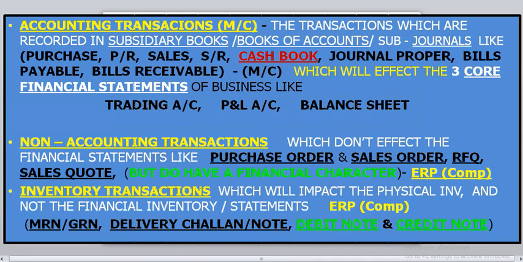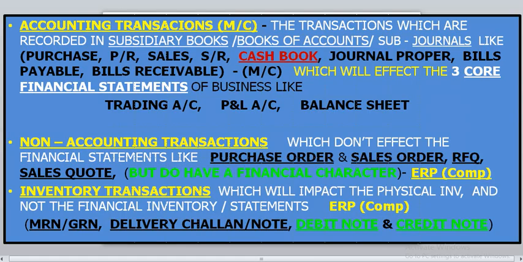And the third type is inventory transactions. They will impact the physical inventory and they will not affect the closing stock. The examples of these transactions are material receipt note, that is MRN, or the goods receipt note, that is GRN. Some businesses will call it MRN and some businesses will call it GRN. And the delivery challan or delivery note. So these are the two transactions. By recording these two transactions, only the inventory will increase at our warehouse, but the closing stock will not be affected. So this is something about the inventory transactions.